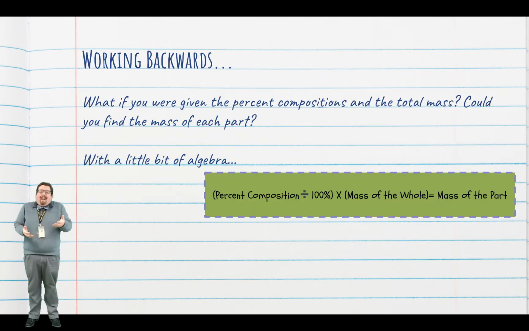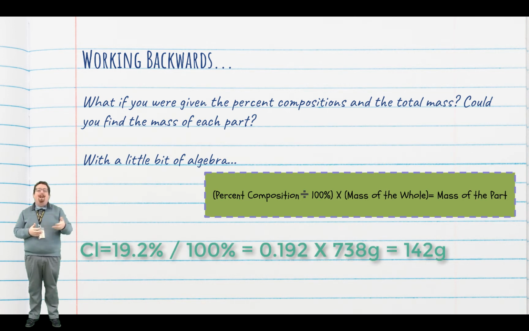What if I gave you the percent composition and asked you to find the mass of each part? Could you do that? Well, with a little bit of algebra, you could rearrange your equation to look like this. So say I knew that chlorine was 19.2% of the mixture that we talked about before. I'd divide that percent composition by 100% to get the simple ratio, and then multiply that number by the mass of the whole mixture, 738. This would give me about 142 grams if I were to round.